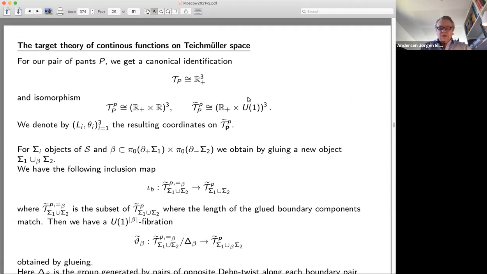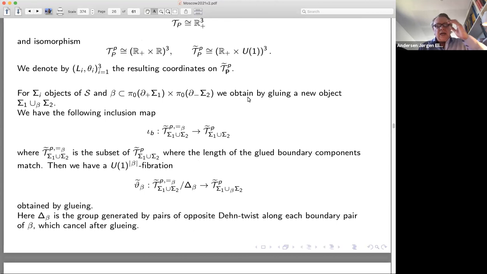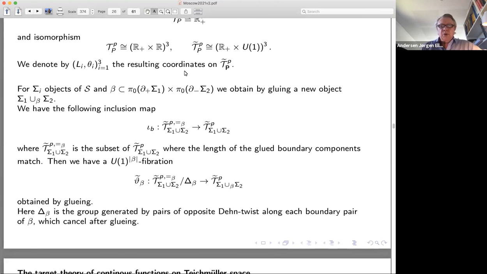Okay, so now I need to produce some gluing maps. I needed to, of course, be able to glue things together, as I was explaining in the beginning, to make the construction. So suppose I have again a first surface, and then a next surface, which I want to glue. So I have a couple of boundary components that I want to glue. Then what I can do is look inside the Teichmüller space of the disjoint union. I can look at the subset on which the lengths of the boundary pairs that I want to glue agree. So that's what I denote with this notation here.